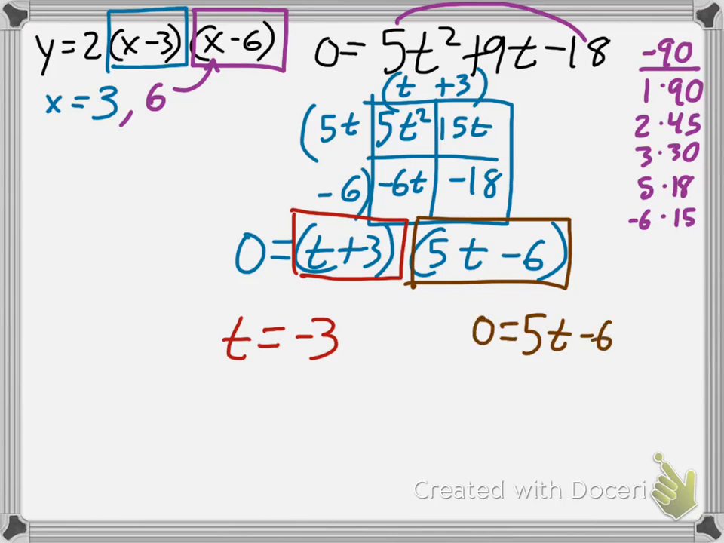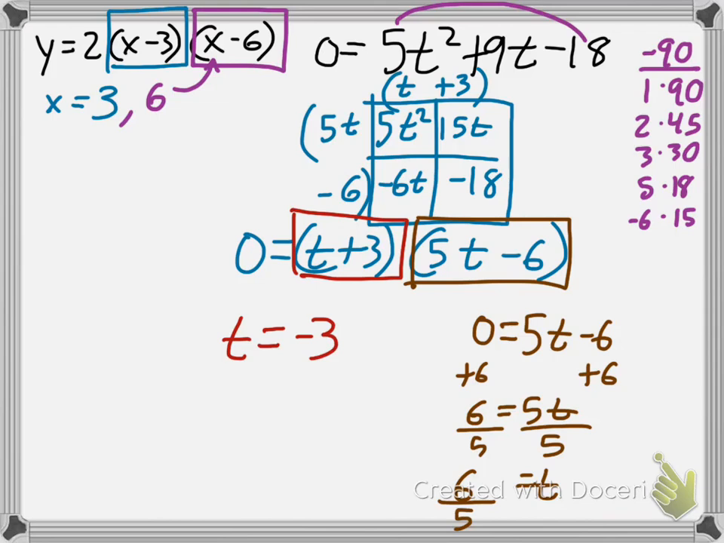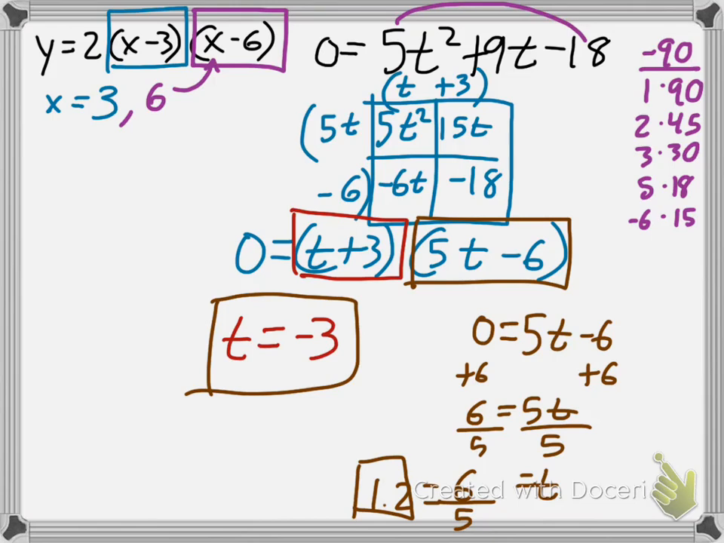Well, if I write it like this, it helps me out a little bit more because I can see it as a two-step equation to solve. If I add 6 to both sides, 6 equals 5t, divide both sides by 5. So t is going to be equal to 6 over 5. Or if you put that into your calculator, it's about 1.2. So those are my two t values, 1.2 and negative 3. And if you look at your calculator, those are the two that you will find as your zeros.